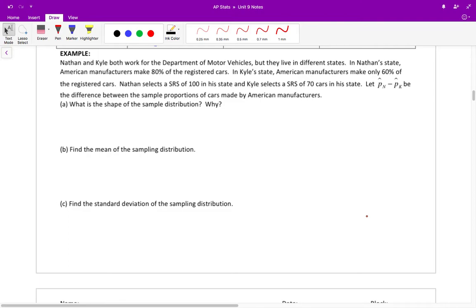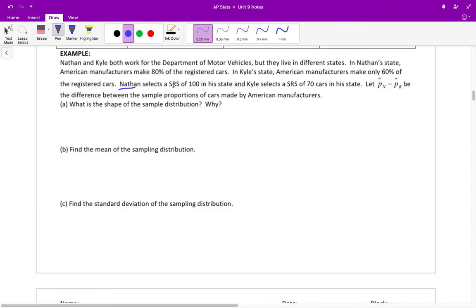We're going to let P hat sub n minus P hat sub k be the difference between the sample proportions of cars made by American manufacturers. In other words, we're going to look at Nathan minus Kyle. So as far as the shape of the distribution, whenever you are asked this question, you're trying to decide if it can be said that it's approximately normal, meaning you've got to take n times p for all of the different scenarios and n times 1 minus p.